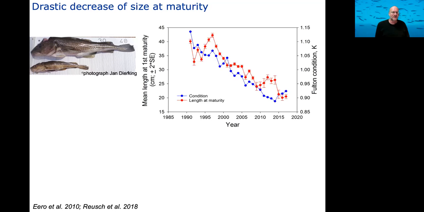This plot shows, in particular, look at the red line here, the length at maturity, how it decreased both in males and females about equally strongly in the last 25 years. That's a very dramatic decline from about 40 centimeters to about 20 centimeters of length.